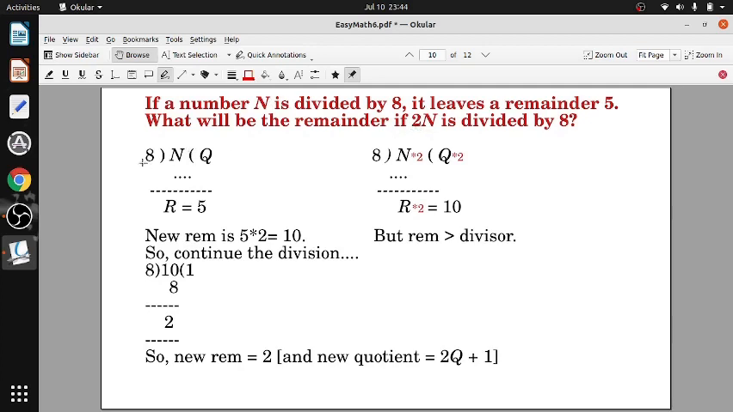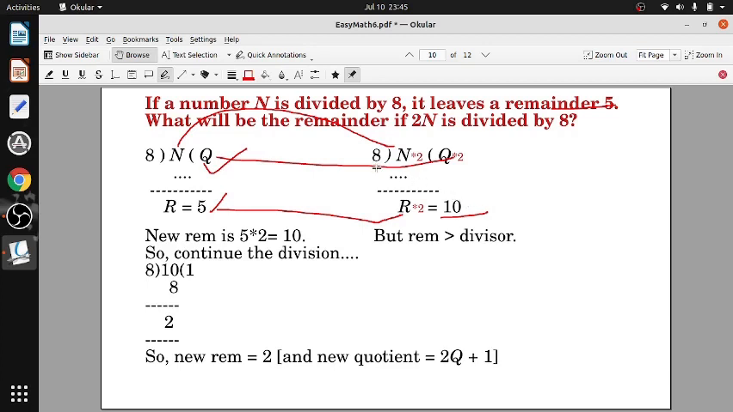Now when n is divided by 8, you will get some quotient and remainder is 5. When n को 2 से multiply करते हैं, 2n, what happens? The quotient is also doubled and the remainder is also doubled. Quotient will be doubled, 2q, and remainder will be doubled, 5 into 2, 10. But the problem is, remainder cannot be greater than divisor. Divisor 8. So the maximum remainder 7.